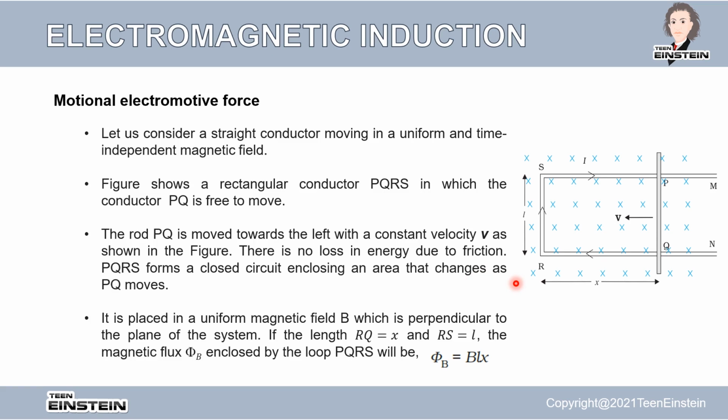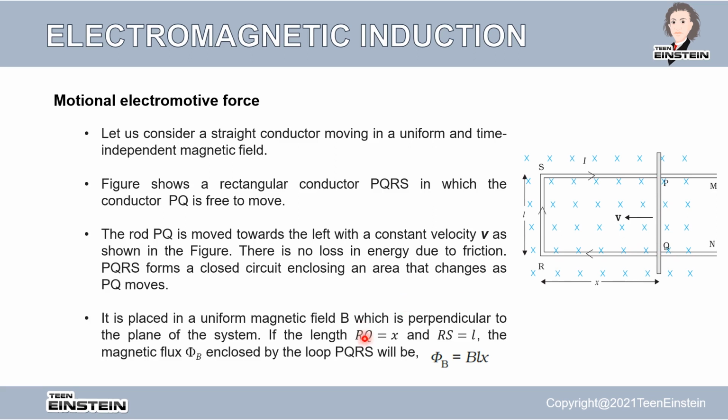So like I said, for a magnetic flux to change, you don't necessarily have to change the magnetic field. You can also change the area. In this case, you see this PQ is constantly moving towards the left. So what happens? The area keeps reducing, right? It's placed in a uniform magnetic field B, which is perpendicular to the plane of the system.